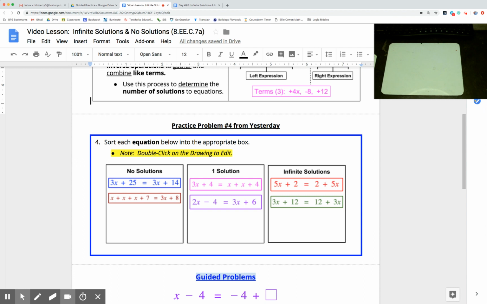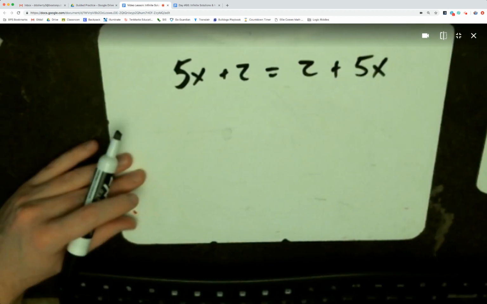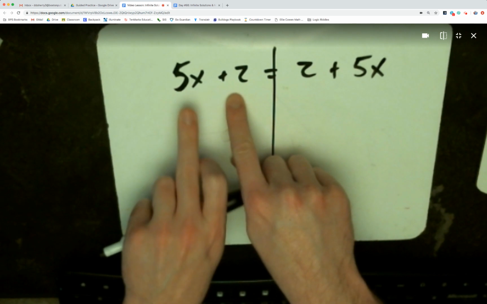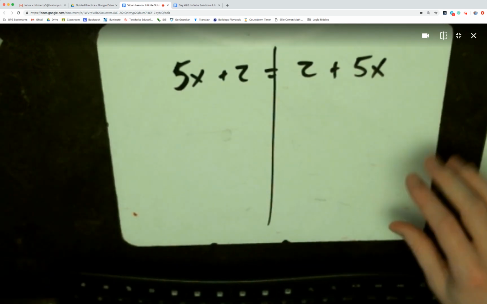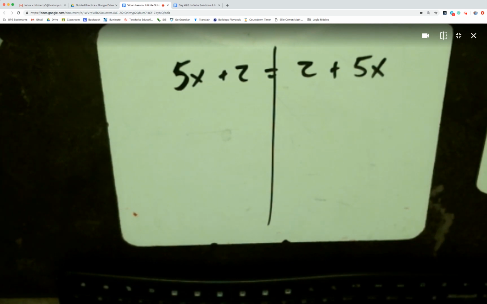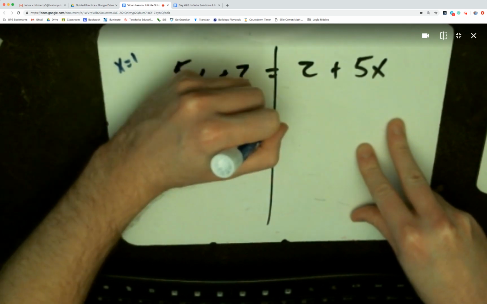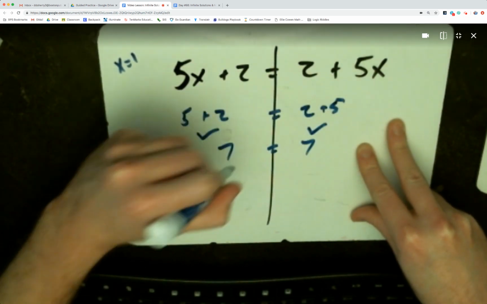That was 5x plus 2 equals 2 plus 5x. The reason that this has infinite solutions, what we started to see, is the left expression, a positive 5x combined with a positive 2, is the same thing as the right expression, a positive 5x combined with a positive 2. So no matter what I plug in for x, maybe x is equal to 1, then I'll get 5 plus 2 equals 2 plus 5, and that just says 7 equals 7.